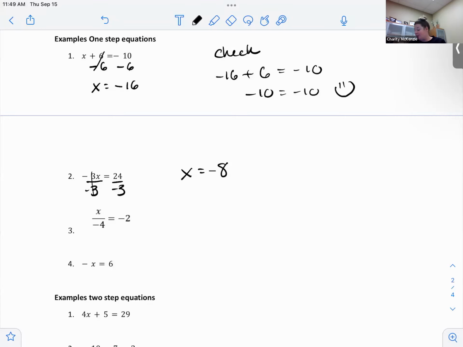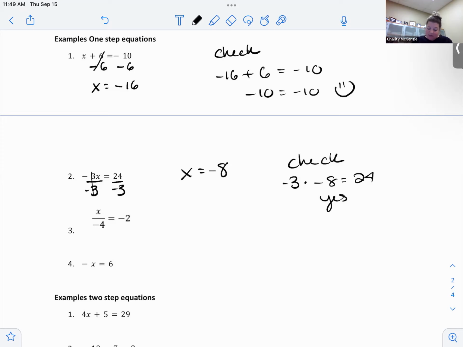Right? -8. Okay, so think about it though. If I go back in, -3 times -8 for our check does get me positive 24. So -3 times -8 equals 24. Yes, it does, right? So the check worked. Okay, so if we see times, we divide. If we see add, we subtract. If we see subtract, we add. So we're always doing that opposite to move those numbers away from the letter so I can solve that equation.